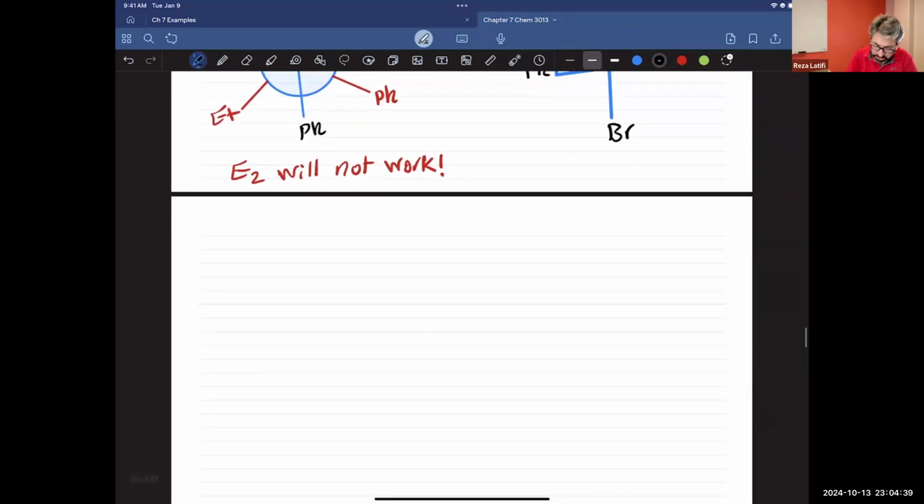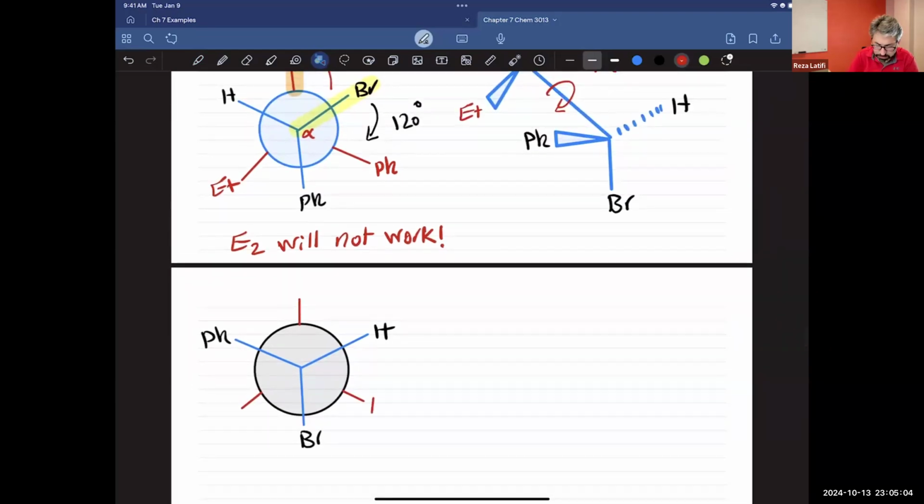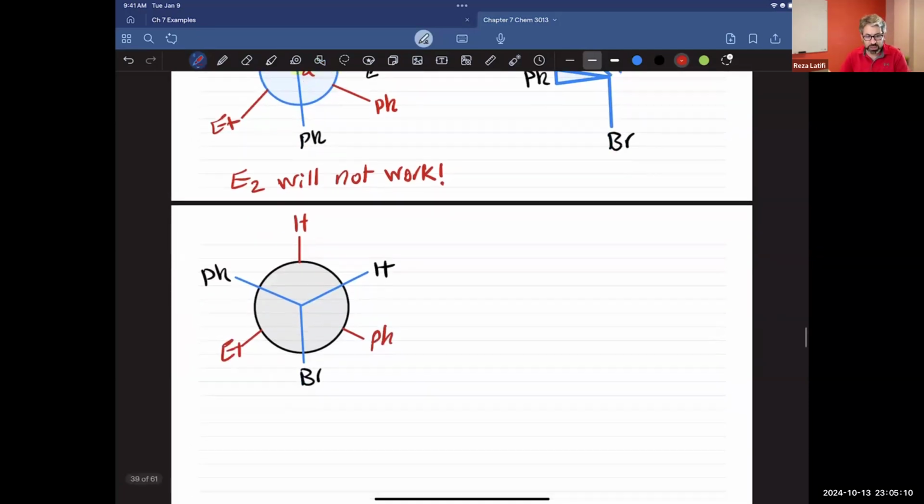Newman projection. So we have the bromide right now. Bromide is down there. Phenyl is here, and hydrogen there. Then we have the phenyl group here. Hydrogen is there, and ethyl is here. Now if you look at these two, they are in anti-position. That means the dihedral angle between them is 180 degrees. So now we can have the elimination product.